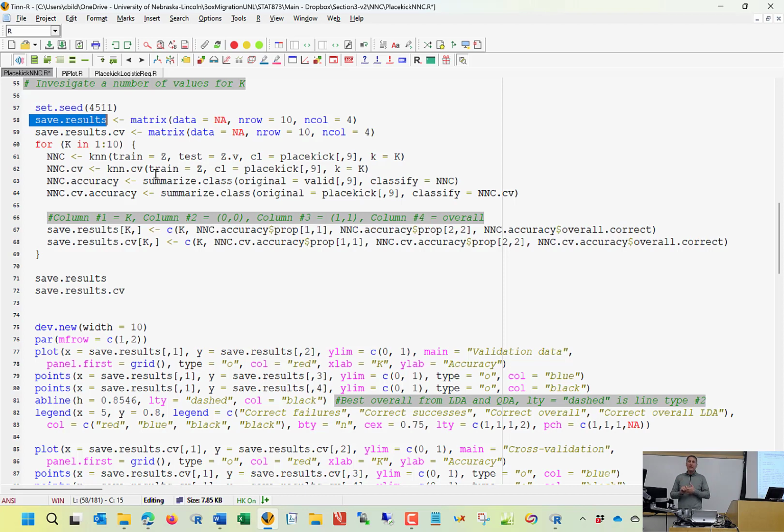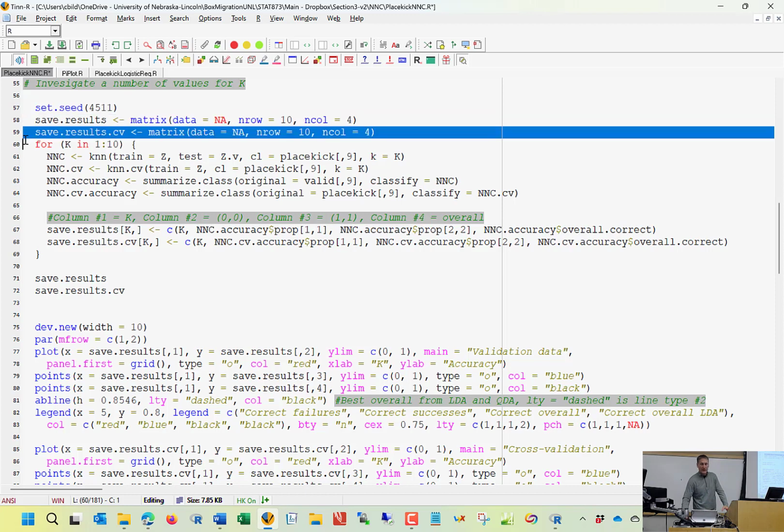Essentially, I'm going to have 10 rows because I'm going to be looking at 10 different values of K. So each row is going to correspond to a K. I'm going to have 4 columns. For the first column, I'm going to put in K. The second column, I'm going to put in the proportion that I correctly predicted for the failures. Third column, same thing, but for the successes. And then the last column is going to be my overall correct proportion. That's what save.results will be. This is with the validation data set. Save.results.cv will be from cross-validation.